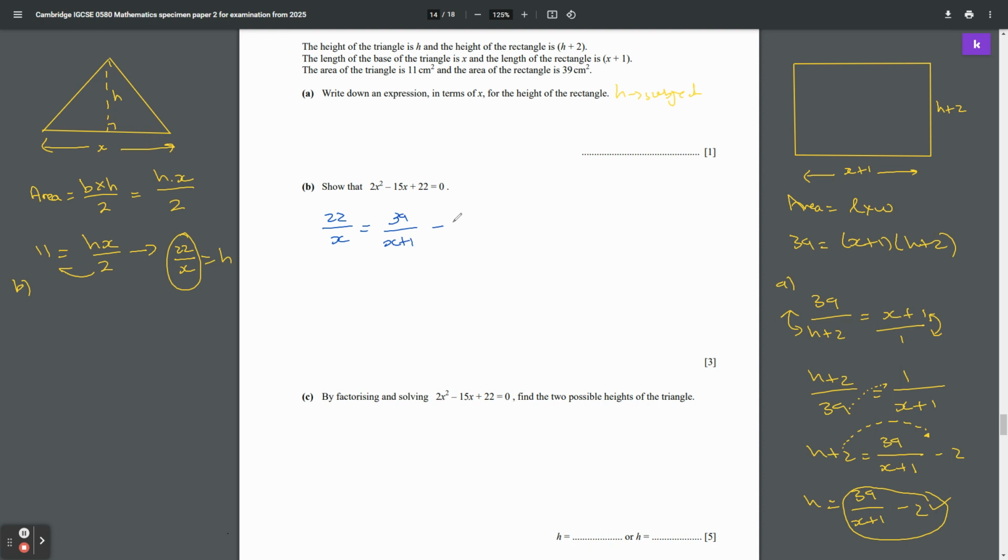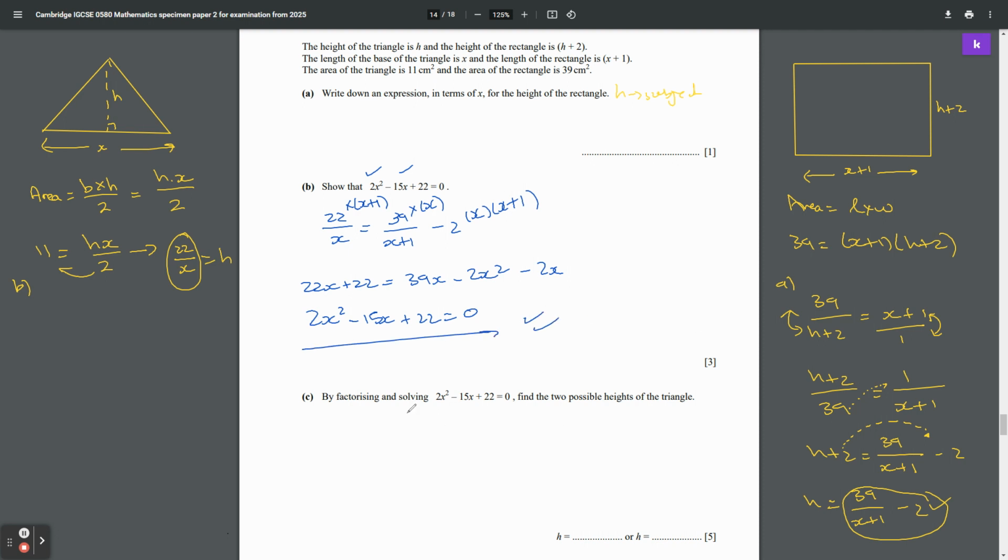Okay, so 39 over x plus 1 minus 2, where my common denominator is going to be x plus 1 times x. So I'd multiply this by x plus 1, I'd multiply this by x, and I'd multiply this by x times x plus 1. And so that'll become 22x plus 22 equals 39x minus 2x squared minus 2x. And when I move this across, I get 2x squared. And 39 minus 2 is 37. And 22 minus 37 will give me a negative 15, which is exactly what we want over there, right? And plus 22 just goes to the right. And so we're done with that.